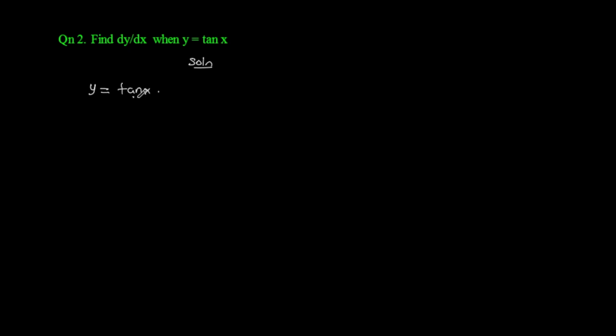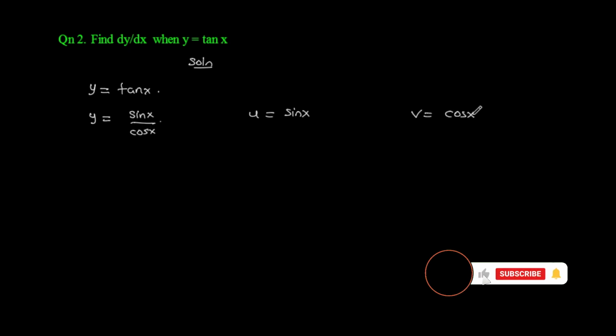Now we know very well that tan x can be written in terms of sine and cosine. So y is equal to sine x over cos x. Now our numerator is going to be u, and that is sine x. Then the denominator, we assign it to be v, and that is cos x.